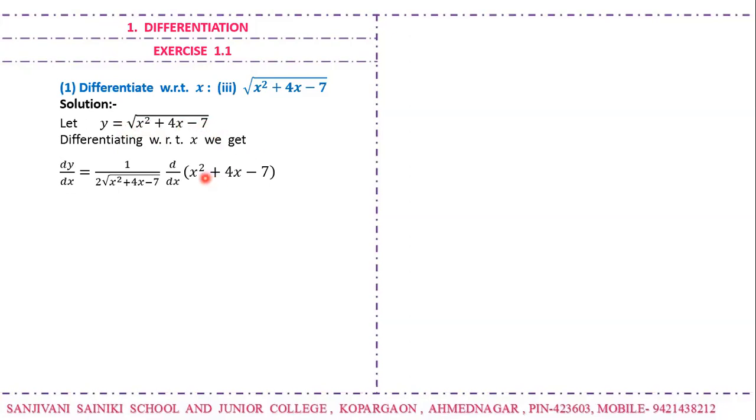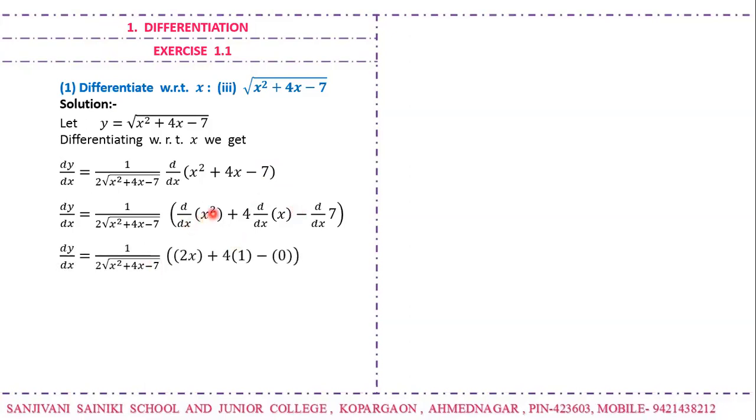So d by dx of x square plus 4x minus 7. So d by dx of x square plus d by dx of 4x minus d by dx of 7. Now the derivative of x square is 2x, because it is 2 times x raised to 2 minus 1, and 2 minus 1 is 1. So 2x, and d by dx of x is 1, and d by dx of 7, it is a constant function, so its derivative is 0.